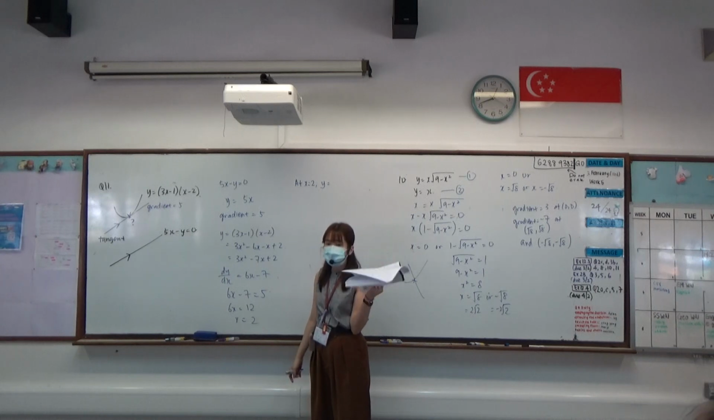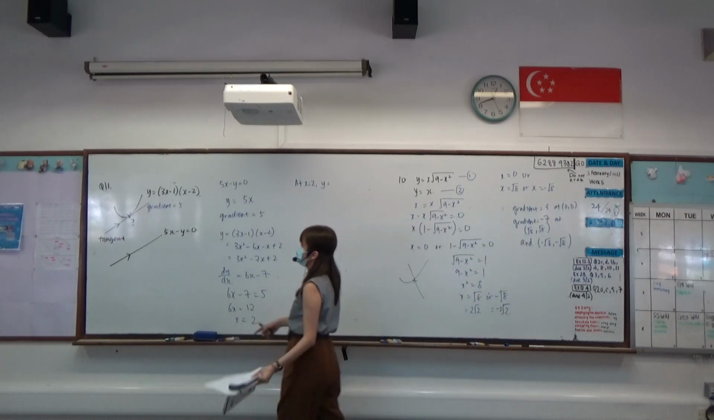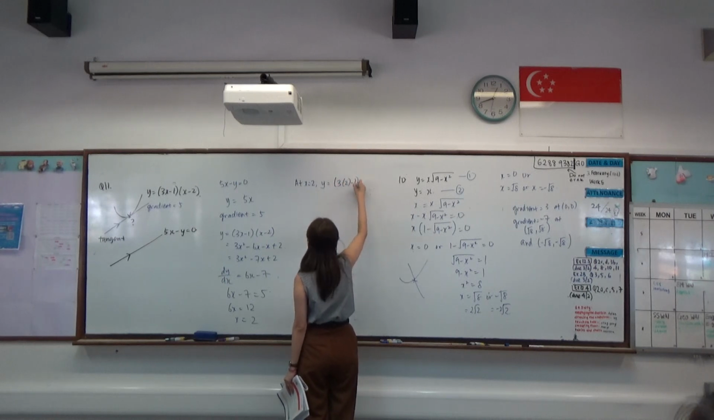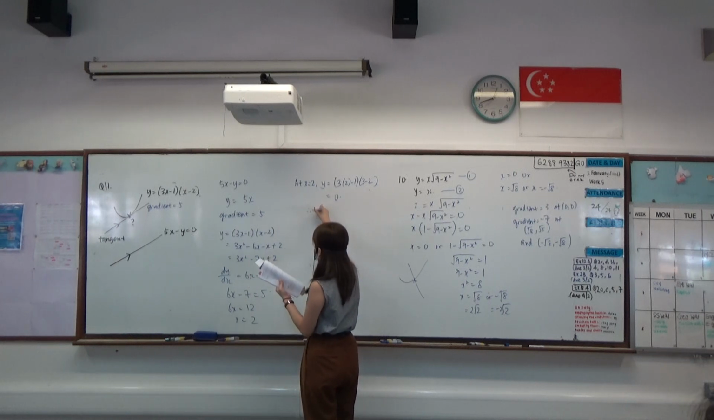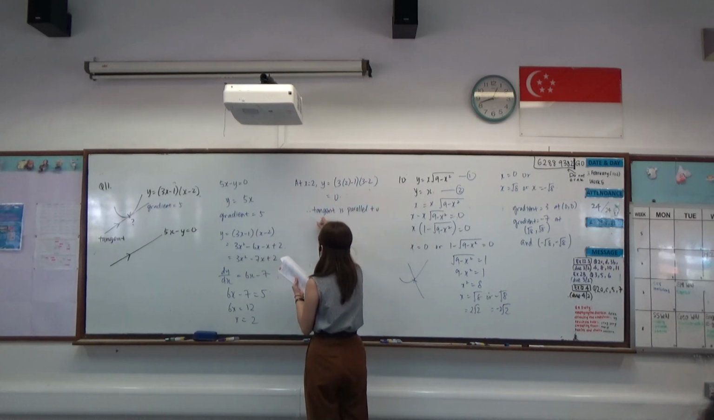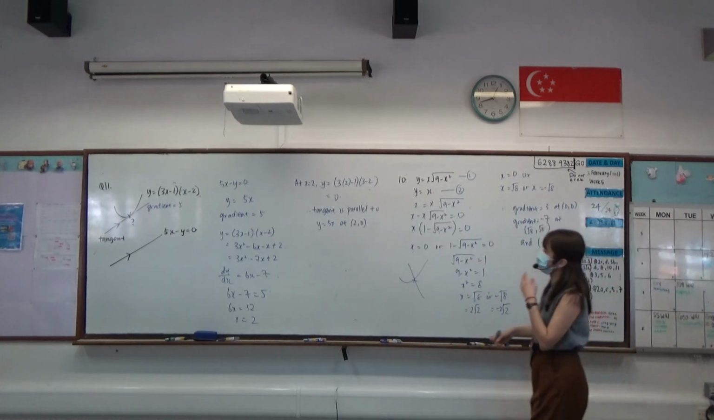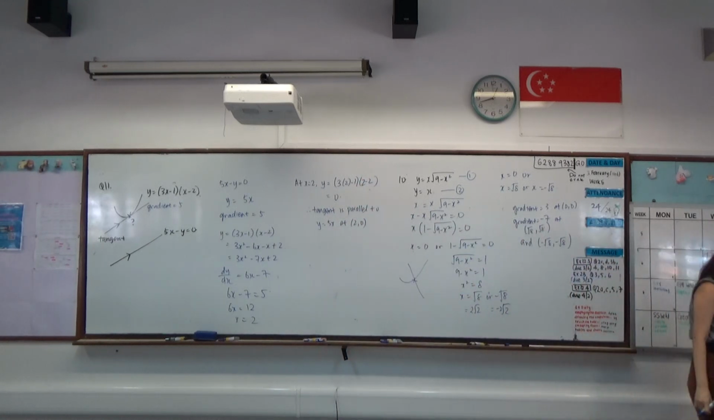The curve, right? Because this is the point on the curve, not on this line. So y equals 3 times 2 minus 1, times 2 minus 2, you will get 0. So the tangent is parallel to y equals 5x at (2, 0). Sorry, 2 minus 4. Okay, any questions?